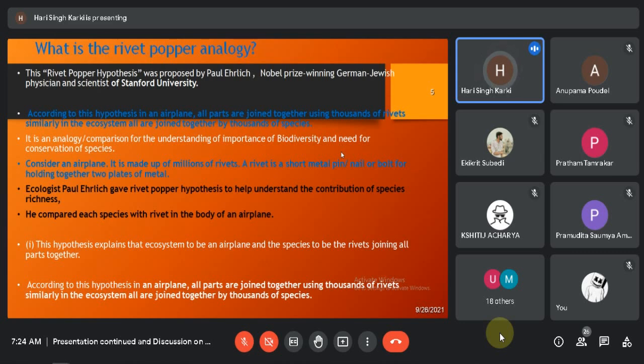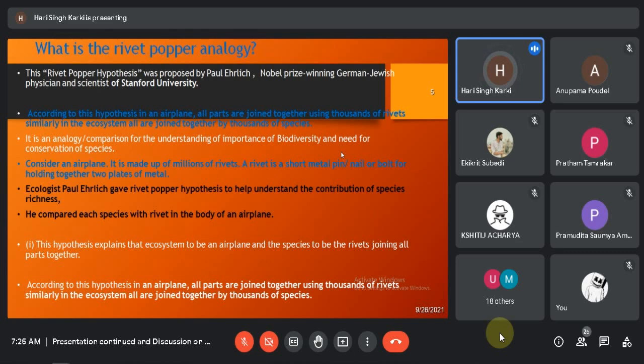Ecologist Paul Ehrlich gave the rivet popper hypothesis to help understand the contribution of species. If they are lost, if they get extinct, the whole system will be disturbed. That is why the more the diversity, the more stable the ecosystem becomes. He compared each species with a rivet in the body of an aeroplane, as we have discussed through pictures.